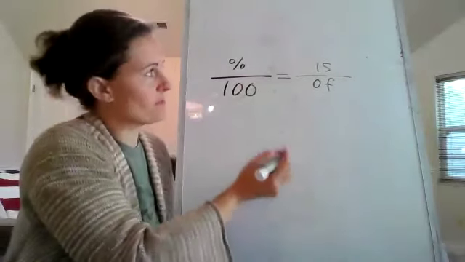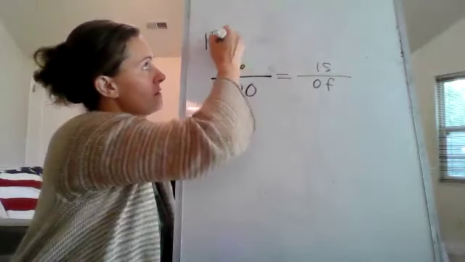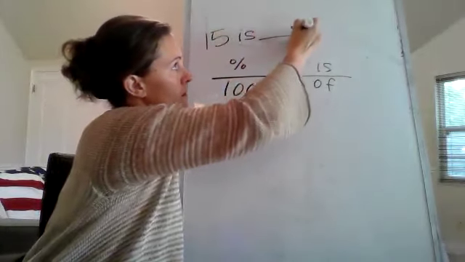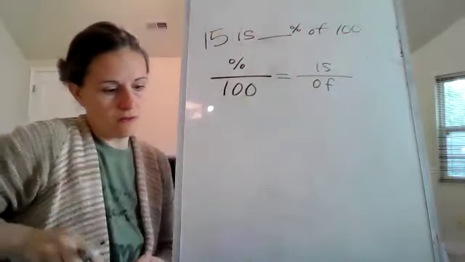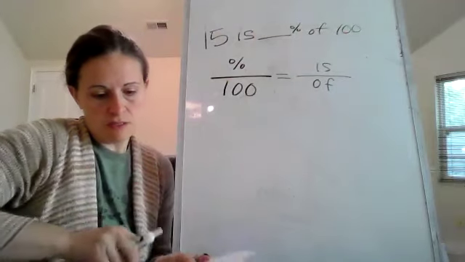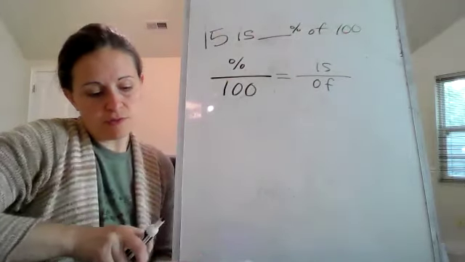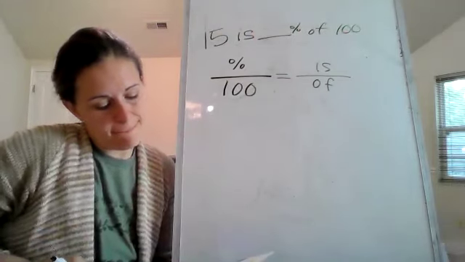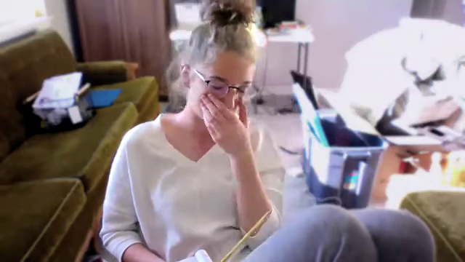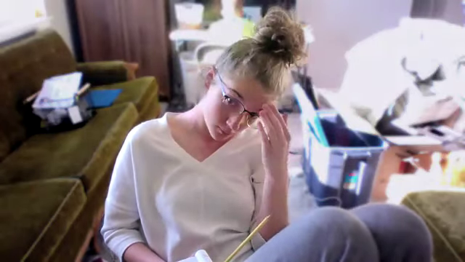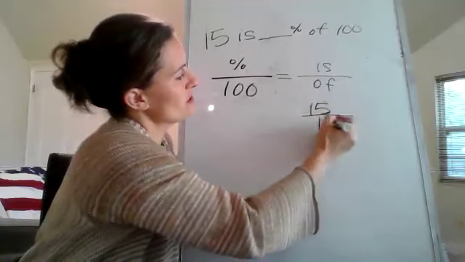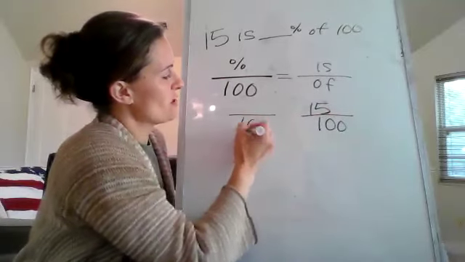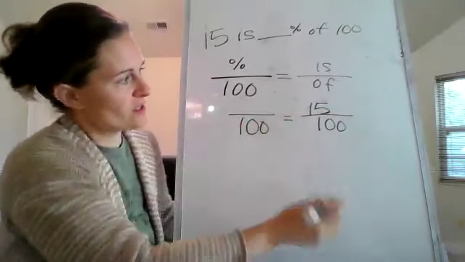Okay, 15 is something percent of 100. You know what to do? Where do we put it? The 15 goes by the is and the 100 is by the of. So it's going to be 15 of 100. This is the one we did in class where it turns out to be super easy. So what's the answer here?